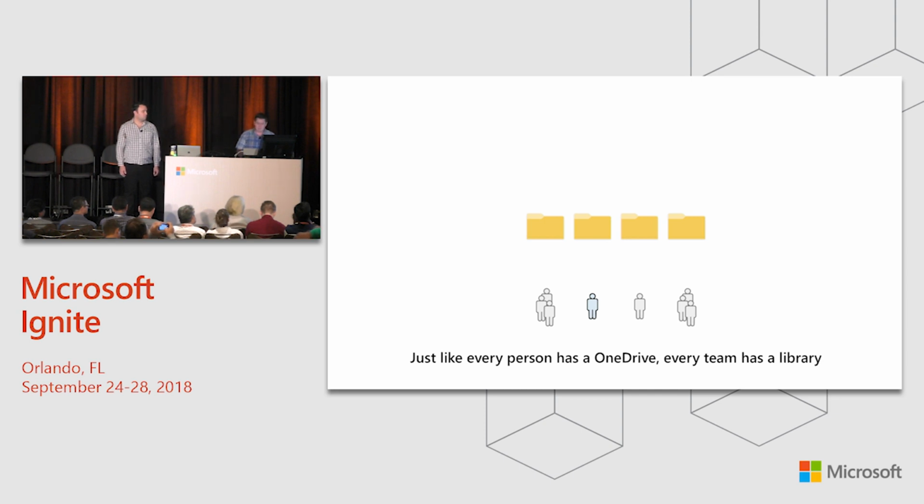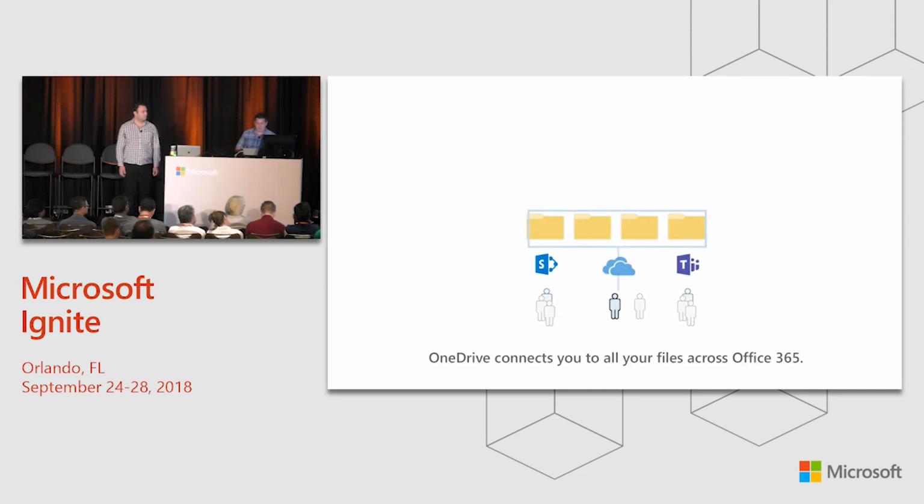it's also an app. So if you work with files, whether you're actually working inside a team site or you're working inside a team chat, OneDrive is an app that connects you to all your files across Office 365. So in your personal space and in all your team spaces. So think of OneDrive as not only a place for personal files, but an app that gives you a connection to all of your files.